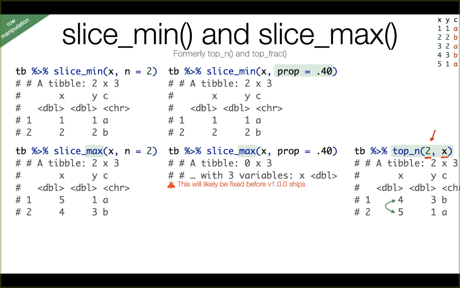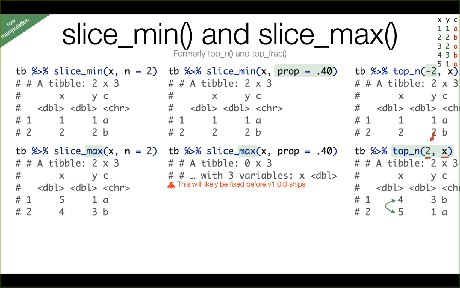The bigger oddity was that there was not a corresponding bottom n to go with top n. So if you wanted to have the 2 rows of the data set that corresponded to the 2 smallest values of x, what you would actually have to do is say tb top n minus 2. So, kind of start at the bottom and give me those minus 2. It was just odd, and the new implementation is significantly better.